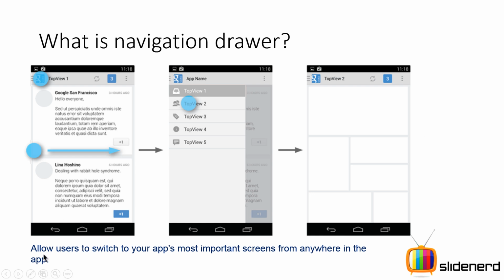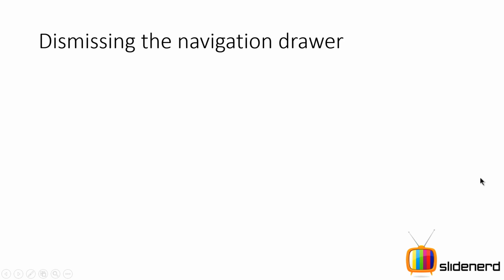So in other words, it's basically having one single objective, that's allow users to switch to your app's most important screens from anywhere in the app. That's the idea behind a navigation drawer.